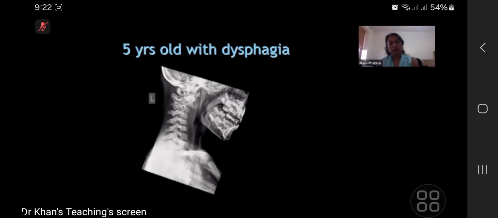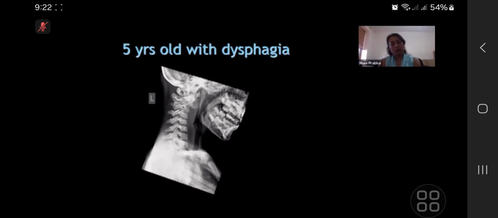Yeah. So with the history of dysphagia, I'm thinking whether there could be an external compression of the upper digestive tract in this child by this well-defined mass. My differential here is, could it be a tonsillar mass or abscess? Anything else in the differential?